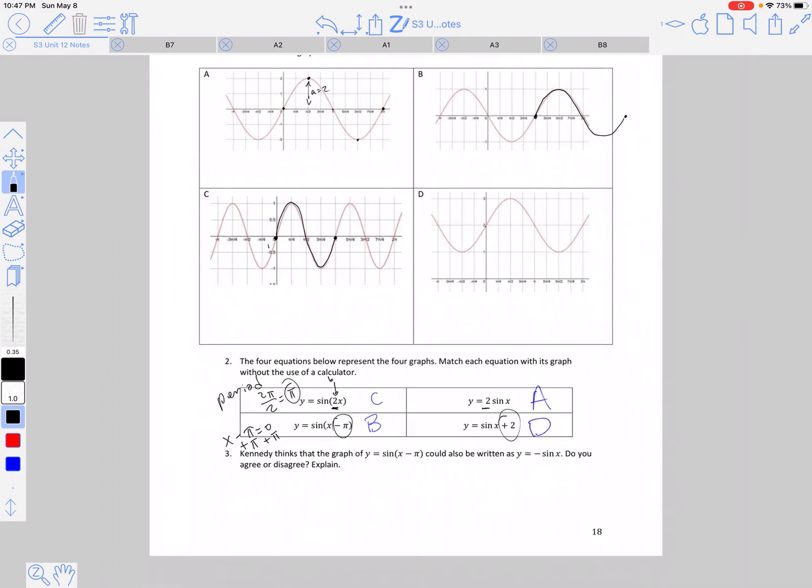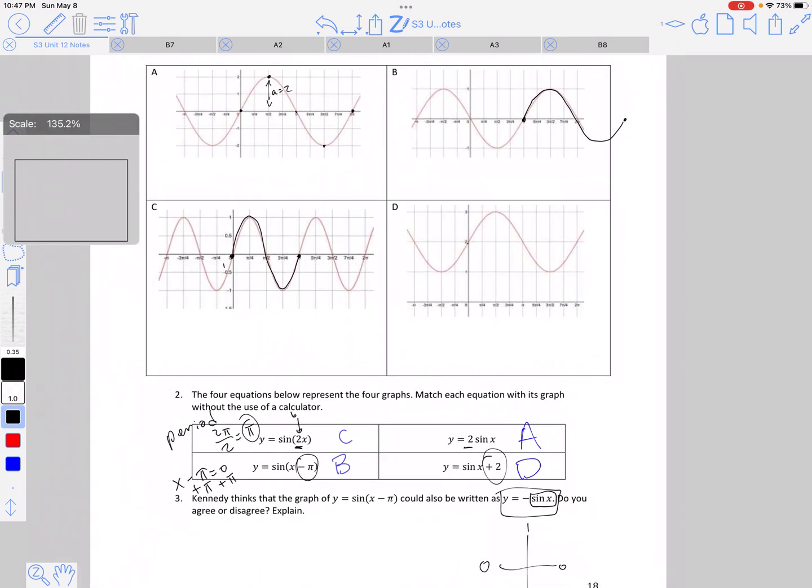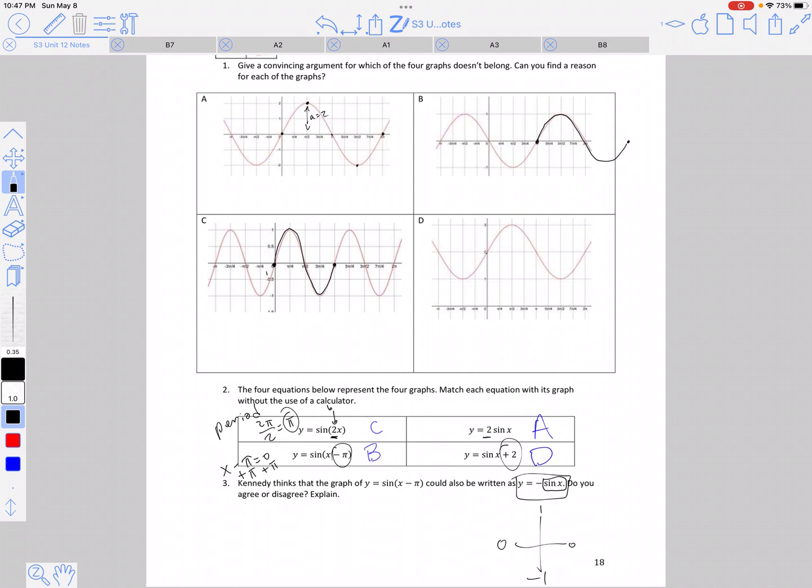So pretty sweet. Okay, but 3 talks about what I was talking about. We can shift forward pi, and it'll be the exact same as a reflection. So if you think about it, sine takes the inputs, gives you an output, and then we just make it negative. So if you remember, a normal sine wave is 0, 1, 0, negative 1. So it just flips those, right? Reflects them, the negative.